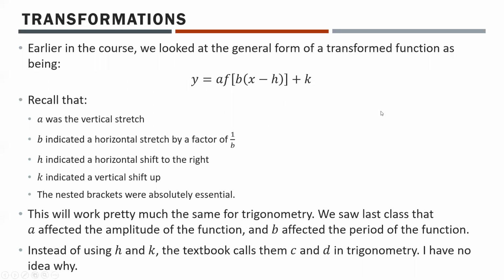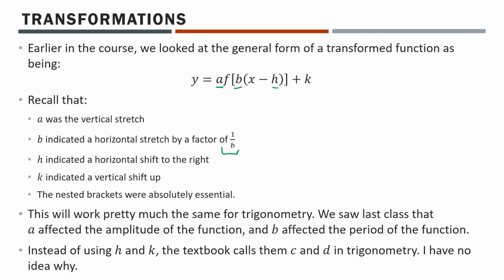Here we go. So for transformations, earlier in this course, we looked at this general form right here. I want to remind you that a was your vertical stretch. By the way, I'm using green today. Today's a green kind of day. But anyway, the other thing is b was related to your horizontal stretch, and that's a factor of 1 over b. So what you're actually multiplying your x's by is 1 over b. You're not multiplying your x values by b, you're multiplying by 1 over b.